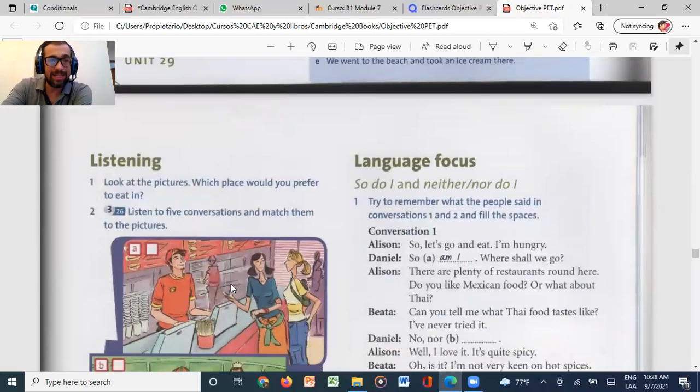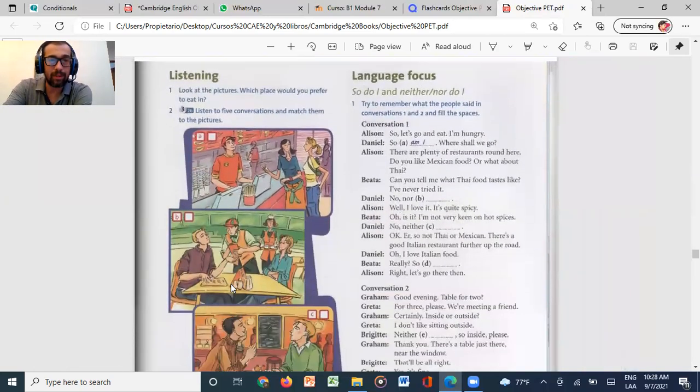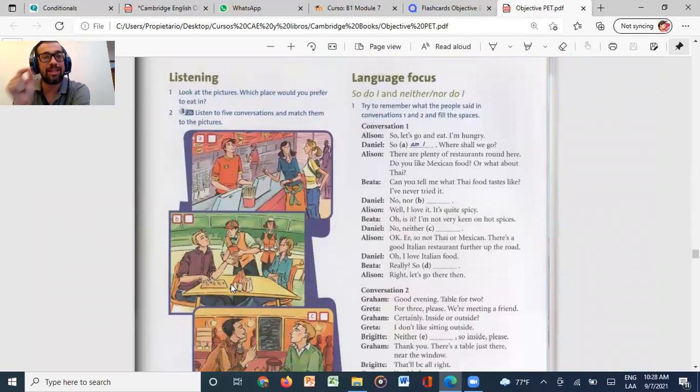Then we're going to have a listening. So you can find this listening in the platform. We're going to listen to this, and then you guys are going to practice this. But this one, then you're going to complete this dialogue where it says, try to remember what the people said in the conversations 1 and 2 and fill the spaces.